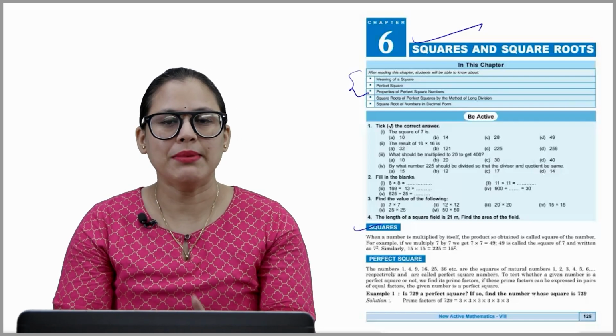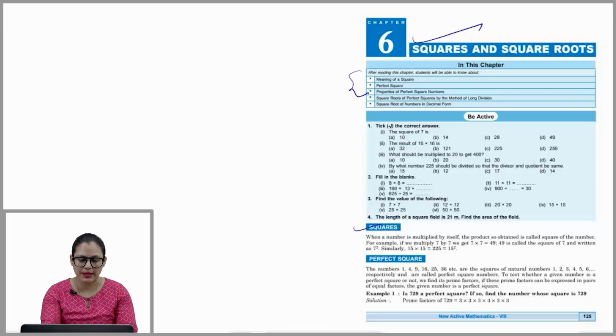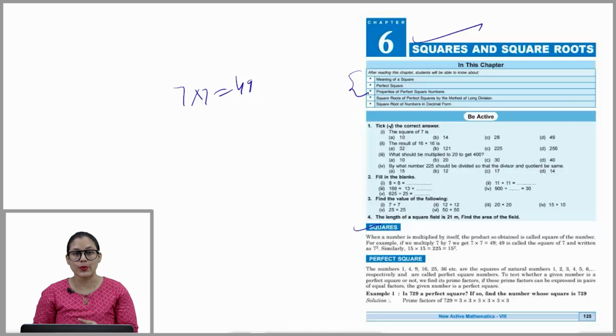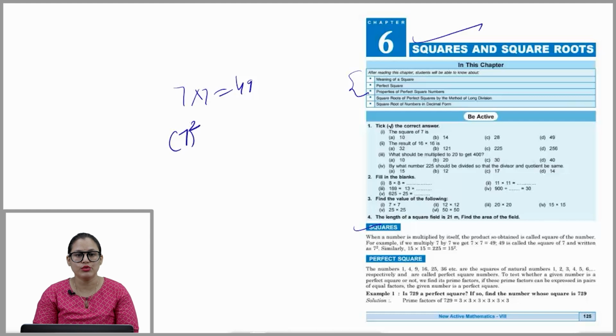When a number is multiplied by itself, the product obtained is called the square of the number. For example, if we multiply 7 by 7, we'll get 49. So 49 is called the square of 7 and written as 7 square. Similarly, 15 into 15 is equal to 225, which means 225 is the square of 15, right?